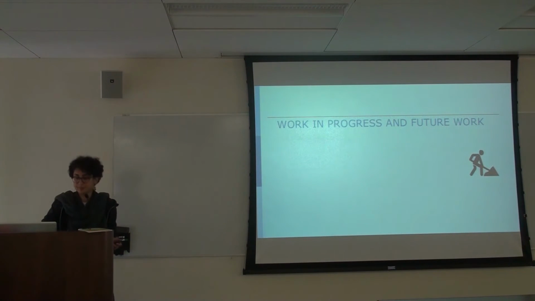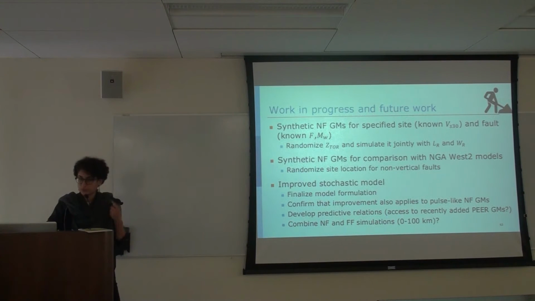To end with the work in progress and future work, for the synthetic near fault motions being simulated for a specific site and fault, what we're working on right now is also randomizing the Z-TOR. We've been using a deterministic function for now, and we want to generate it and simulate it jointly with the rupture dimensions. We also want to randomize the site location for non-vertical faults, which is a slightly more difficult geometric problem.